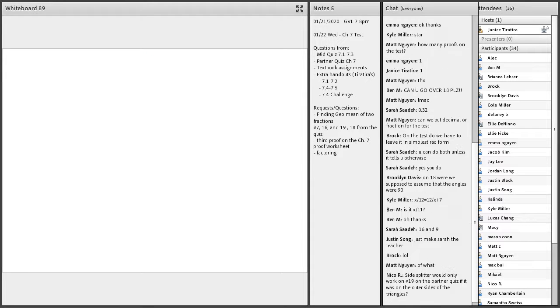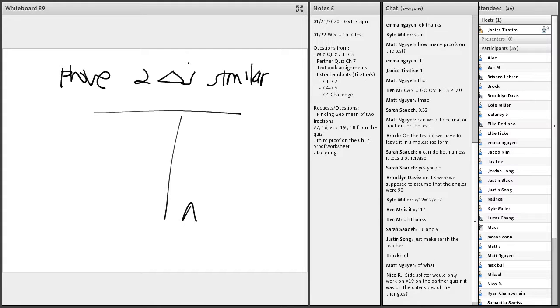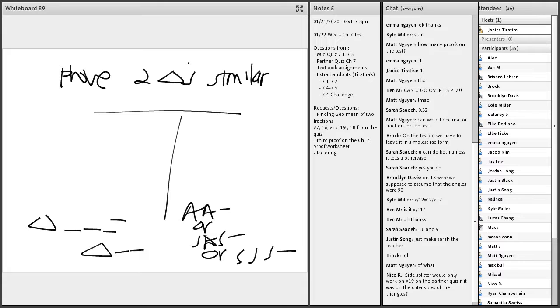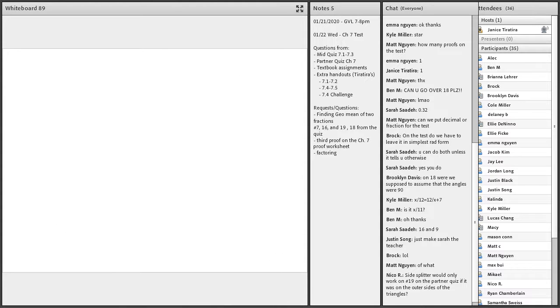In any general proof, if you're trying to prove that two triangles are similar, what you need to show first, depending on your picture, is that they're similar by angle angle, or side angle side, or side side side. So let's say we're trying to prove two triangles similar by angle angle. So I'll draw a picture.